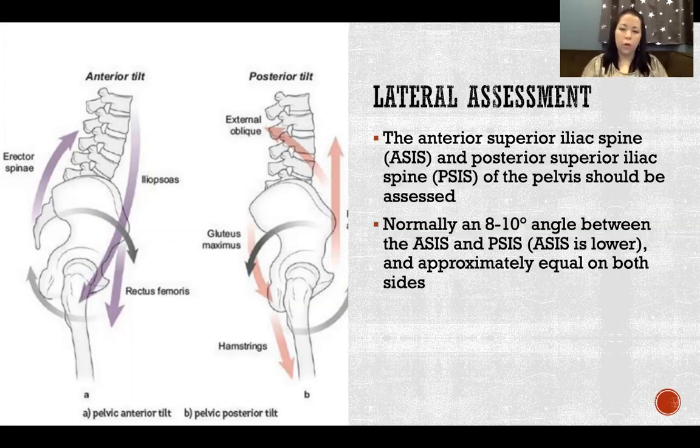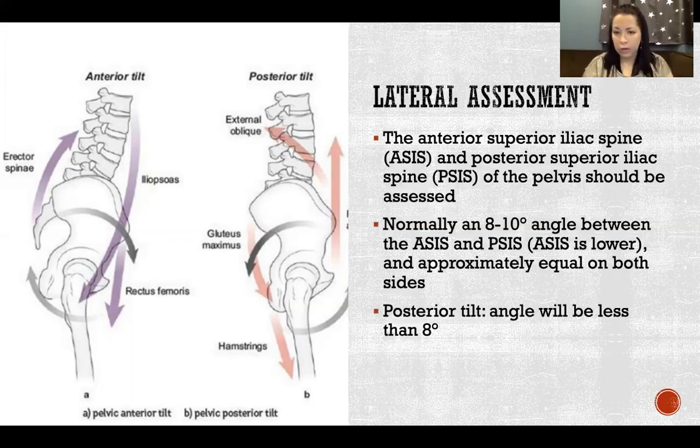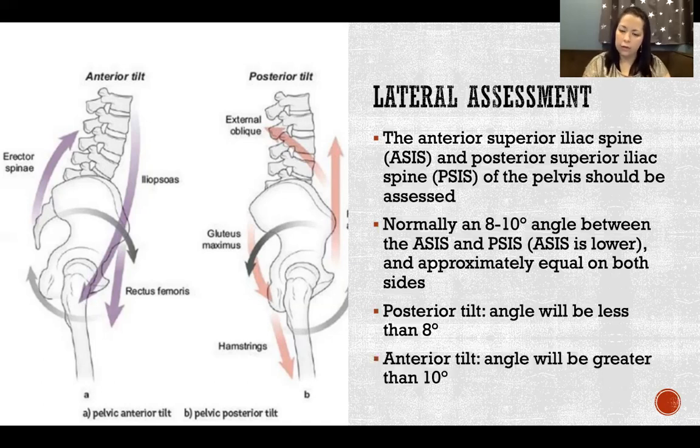You can measure that with a goniometer, like that little plastic tool I showed a little while ago, and you can measure that in Dartfish, which is what we're going to use for your postural assessment project. Okay, so the ASIS should be about 8 to 10 degrees lower than the PSIS, and it should be about the same on both sides, so it should be symmetrical. So if the angle is less than 8 degrees, that means you have a posterior tilt. And if it's greater than 10 degrees, that means there's an anterior pelvic tilt.